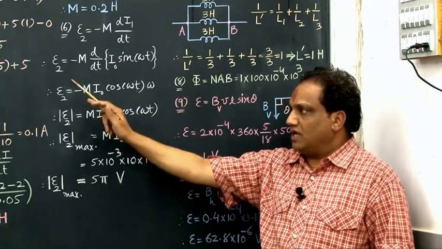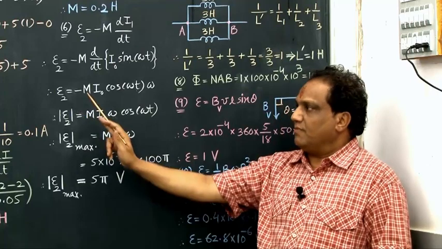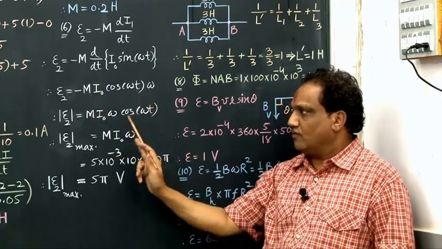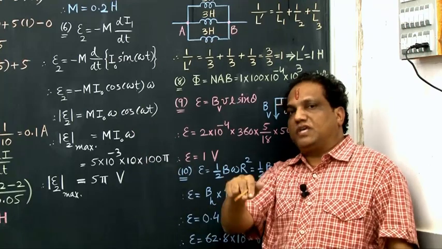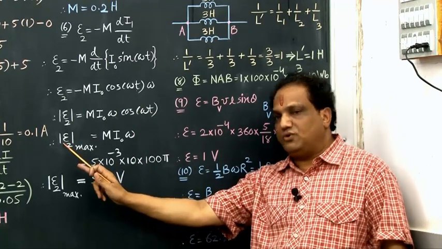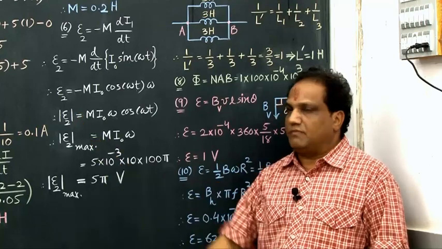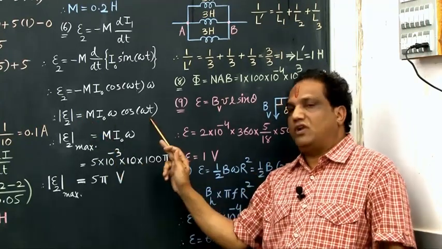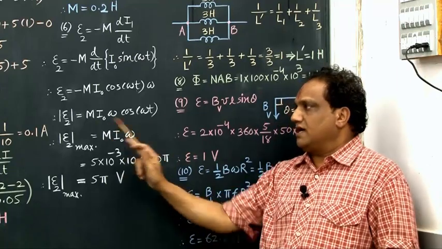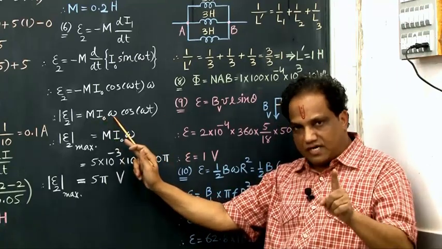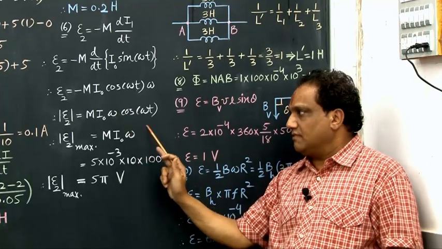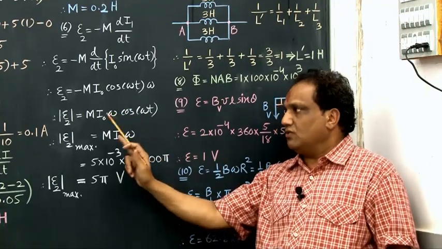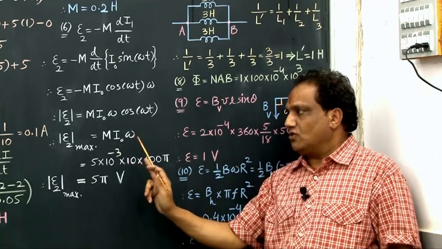Now if you take modulus, then mod of E2 will be, from minus it will become plus, M I0 omega cos of omega t. But because they have asked maximum value of induced EMF, I should take maximum value of left hand side, and for that I should think of maximum value on right hand side. On right hand side these three values are constants, so you should go for taking maximum value of this. Maximum value of cosine function is 1. 1 into this will be this M I0 omega.